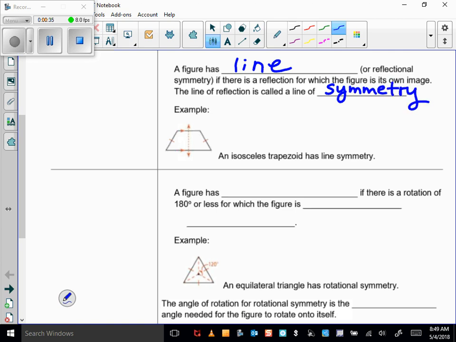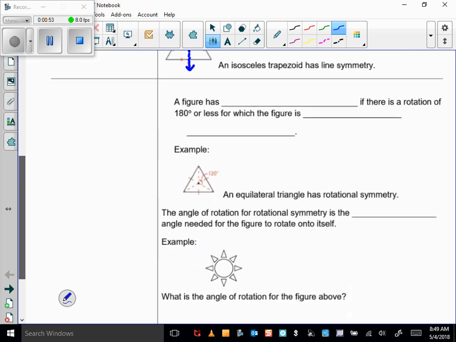And here's an example. Look at this isosceles trapezoid. See this line of reflection or line of symmetry? If I fold that trapezoid on that line, then the left half will be right on top of the right half. Okay, so an isosceles trapezoid has line symmetry.